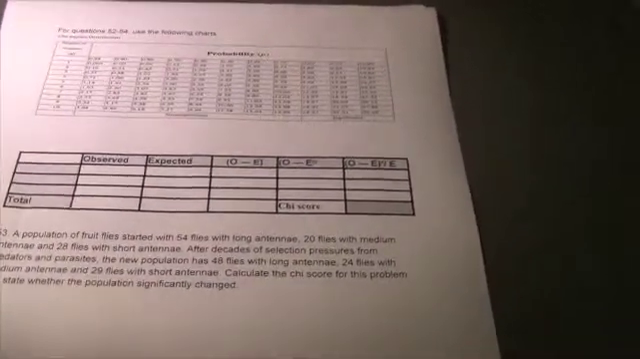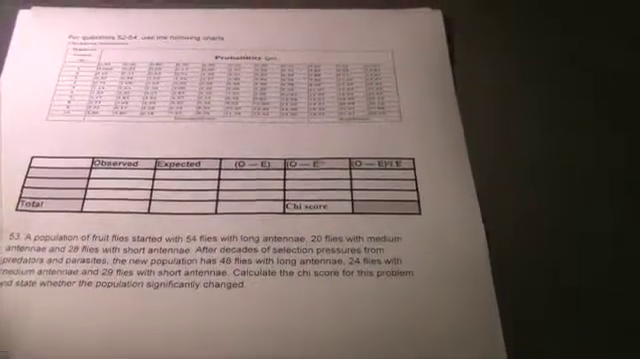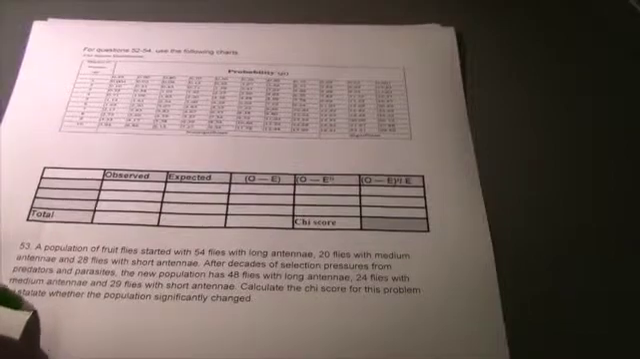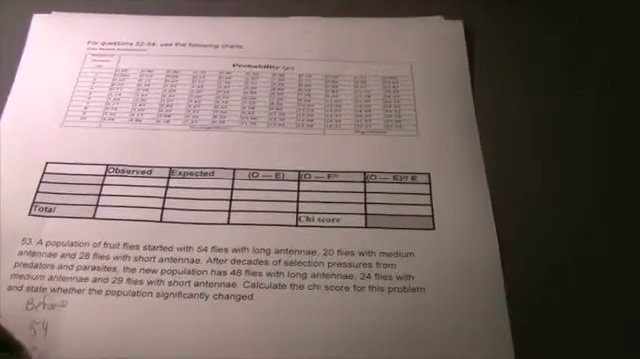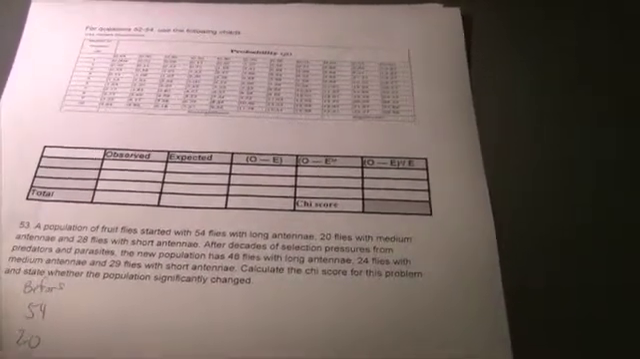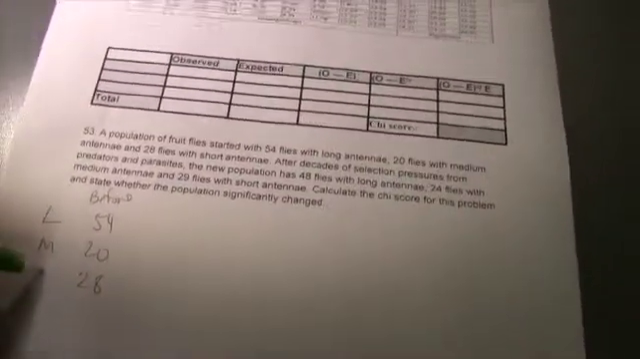So it looks like we have a chi-square and evolution problem. We have a population of flies. 54 have long antennae. Let me just start to write this down. This is before. So 54 long antennae, 20 medium antennae, and 28 with short antennae.